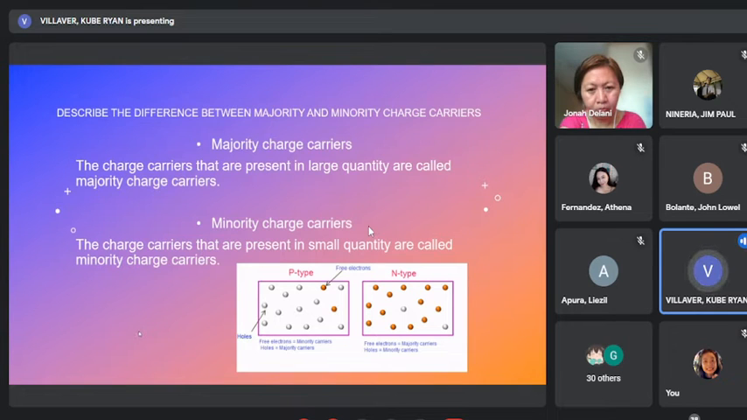In a P-type semiconductor, a very small number of free electrons is present, making free electrons the minority charge carriers in a P-type semiconductor. The free electrons, or minority charge carriers, carry only a small amount of electric current in a P-type semiconductor. So that's all.